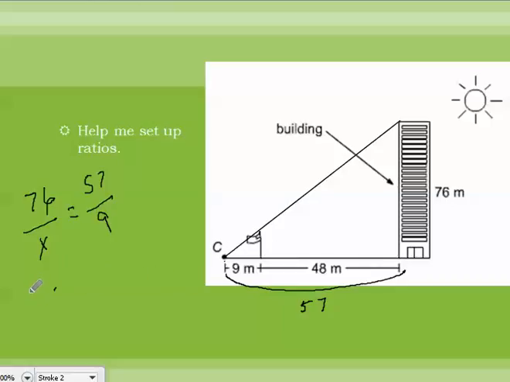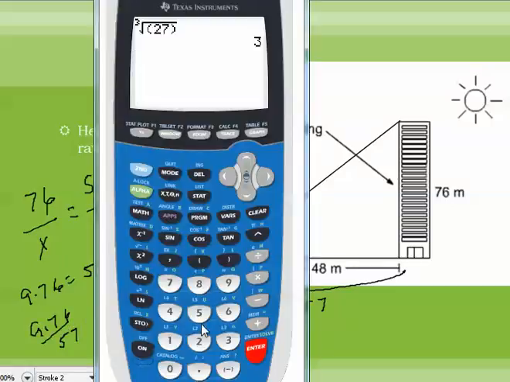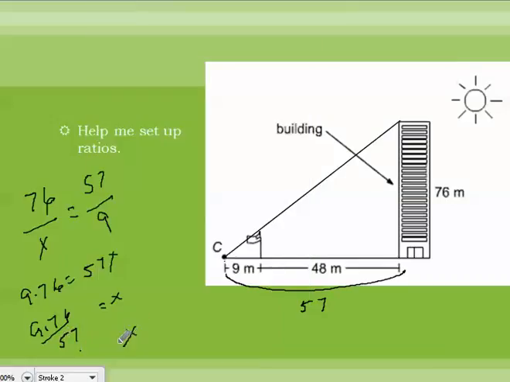Now, means and extremes. 9 times 76 is equal to 57x. Divide by 57, x is going to be equal to 9 times 76 divided by 57. 9 times 76 divided by 57, and I get a total of 12. So x is equal to 12. So this would be 12 meters high. Okay?